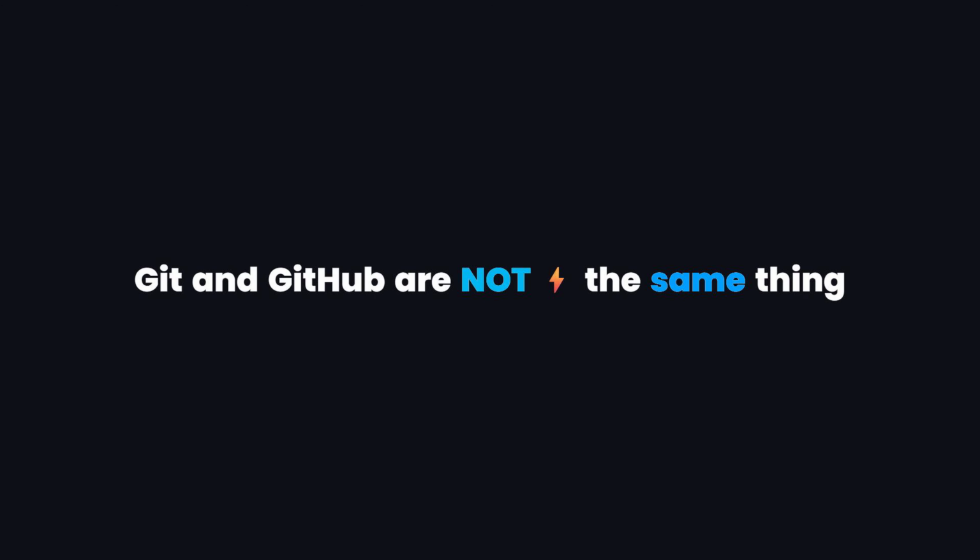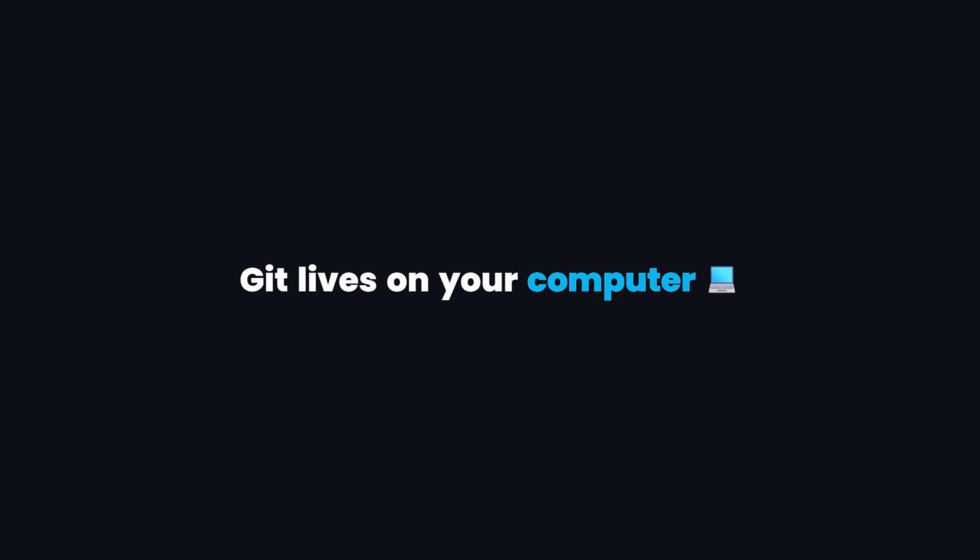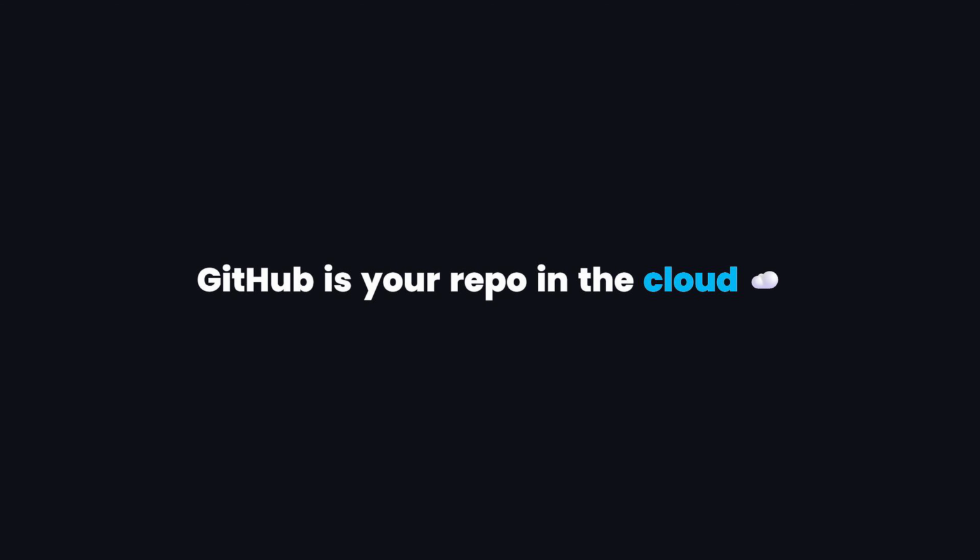Okay, so Git and GitHub, they are not the same thing. And honestly, this trips up almost everyone. So let's clear it up. Git lives on your computer. It's the tool doing the tracking completely offline. GitHub, though, that's a website, a place in the cloud to store your repo and share it with your team. So Git's the engine, and GitHub's the garage, where everyone parks and builds together.